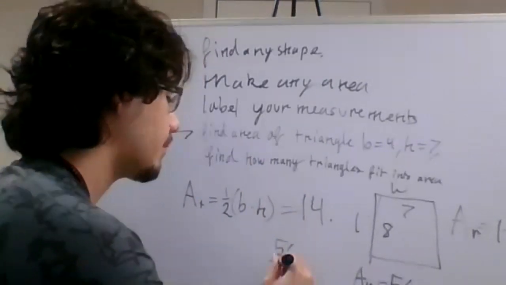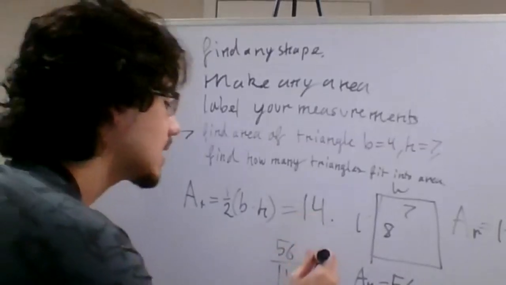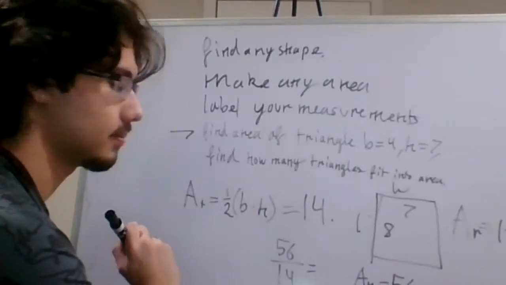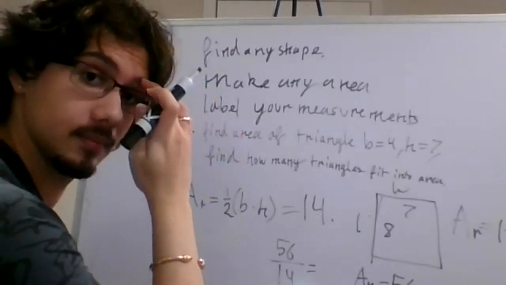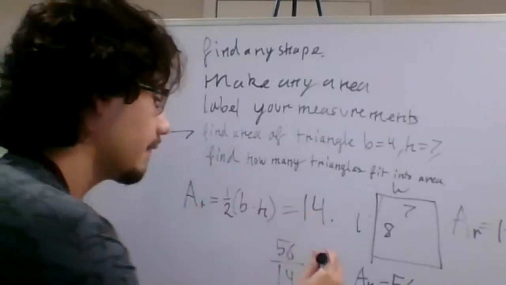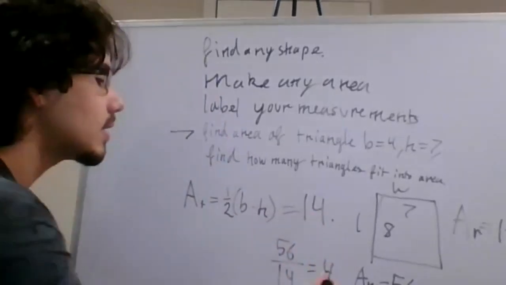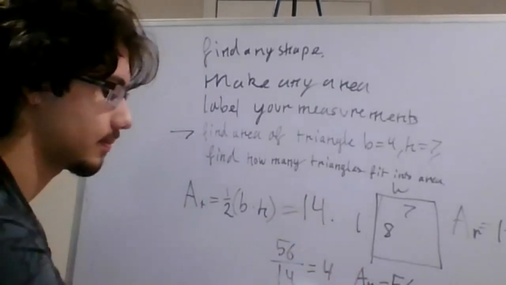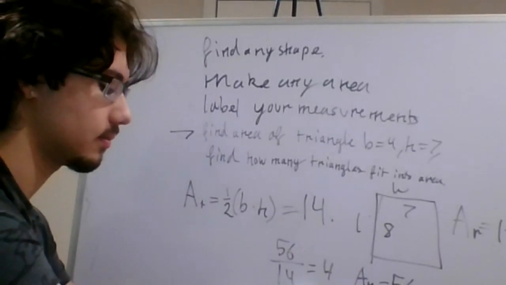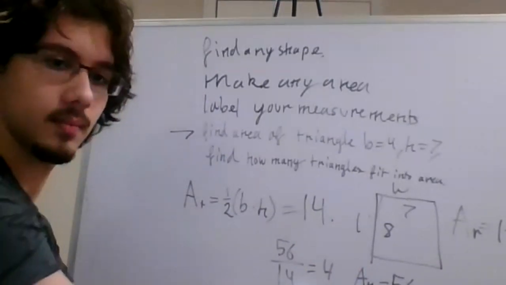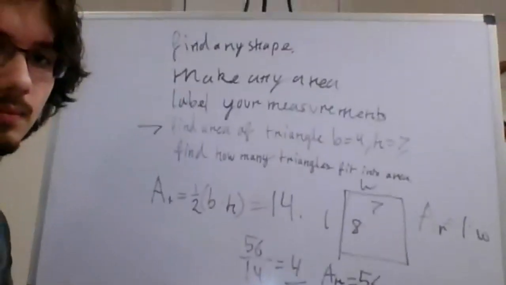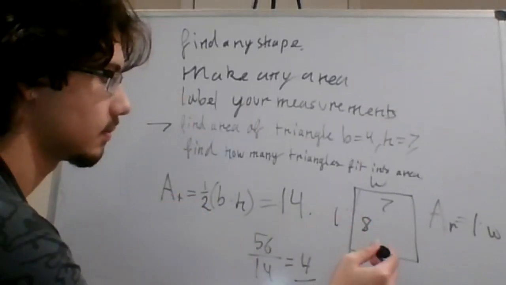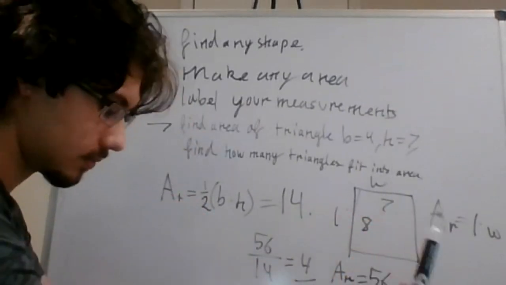Very good. 56 on top, 14 on bottom. What did this come out to, Mr. Nathan? The answer for that is 4. Very good. So what does this 4 mean? Describe to us what this 4 means. The 4 means that 4 triangles can fit in a rectangle, which has the area of 56.